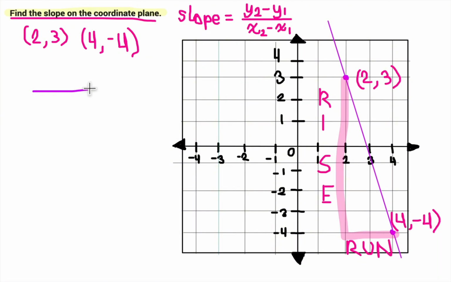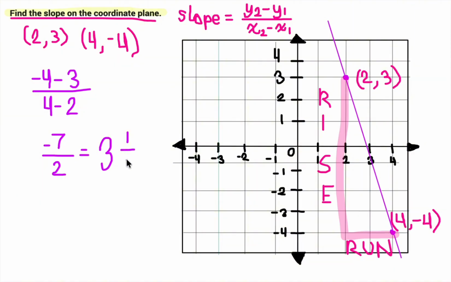So y2 minus y1. Y2 is going to be negative 4 since it is our second y coordinate. Y1 is going to be 3 since it is our first y coordinate. So we have negative 4 minus 3. Our second x coordinate is going to be 4, and our first x coordinate is going to be 2. So we have 4 minus 2. Now all we have to do is simplify this, and we have negative 7 over 2.